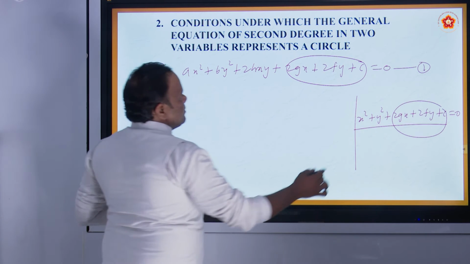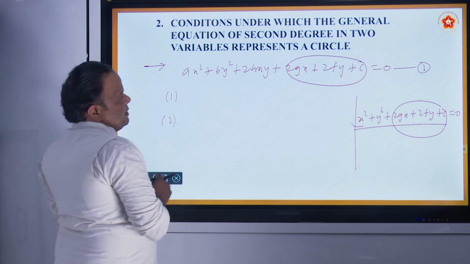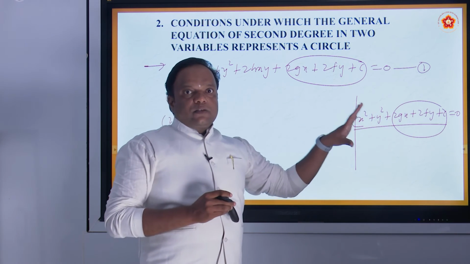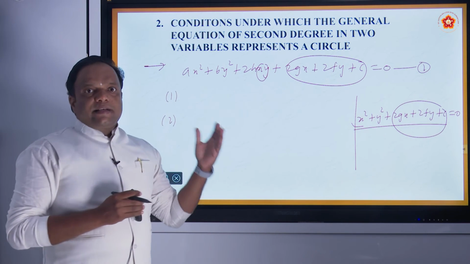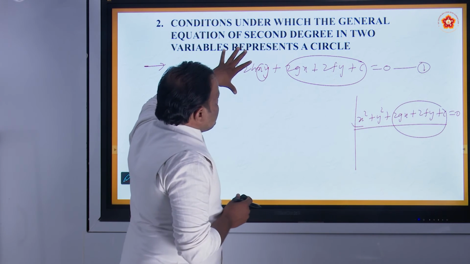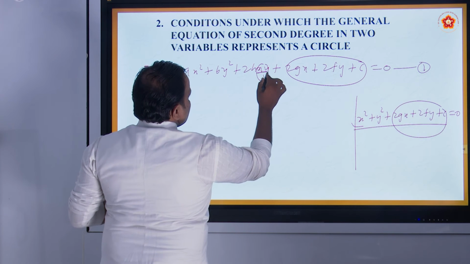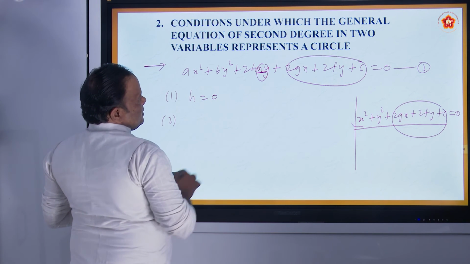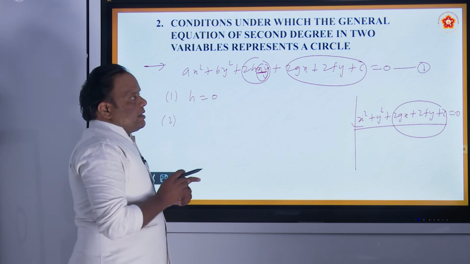So, observe here, there are two notes. The first condition is that there is no xy term in the circle equation. But here there is an xy term, whereas there is no xy term in the circle equation. Suppose this equation represents a circle. The condition that there is no xy term is nothing but h equal to 0. If h equal to 0, this whole term becomes 0. This is the first condition.